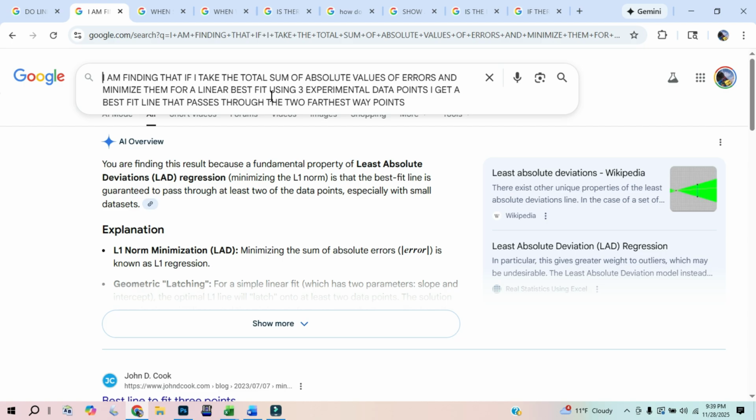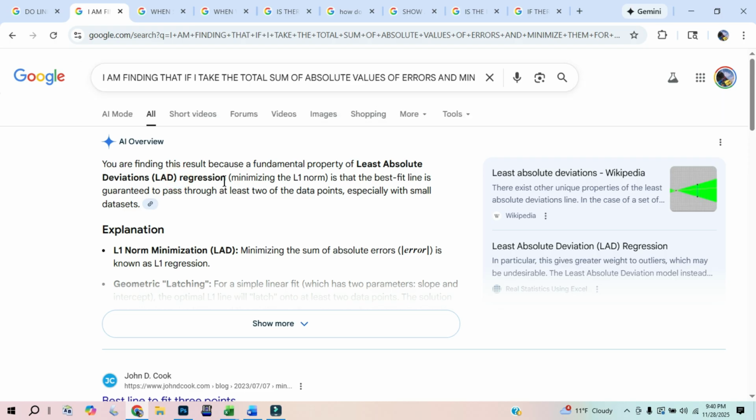And I just want to talk about linear because that's what we had with the 3 points. Using 3 experimental data points, I get a best fit line that passes through the 2 farthest away points, and that's not necessarily true either, because you can go through any 2 points. But yes, it says you are finding this result because of a fundamental property of the least absolute deviation. That's when you don't square the errors, you get this term LAD, least absolute deviation, and it's a form of regression. I can't even tell you what the definition of regression is, but finding a fit or something like that.